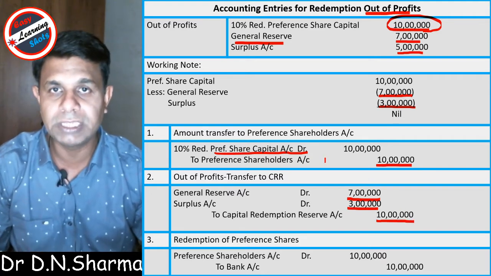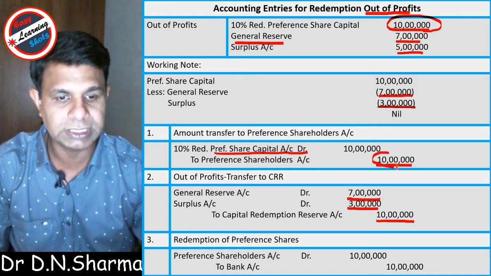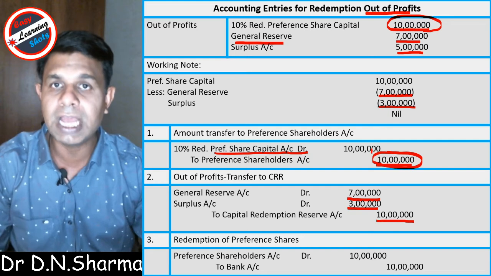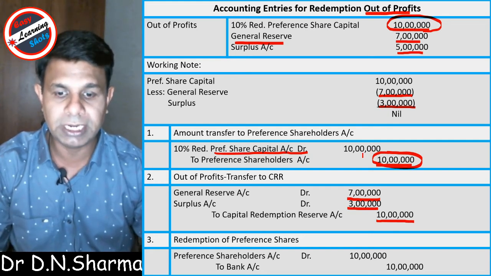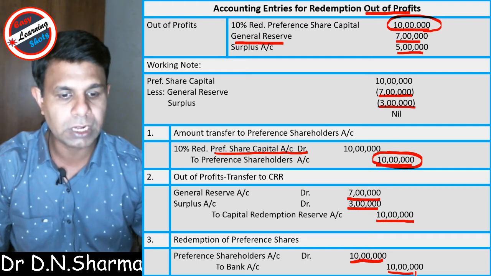Now we redeem the preference shares, and in our first entry where the preference shareholders account is credited, when we repay the liability, this account is debited, and our entry is preference shareholders account debit to bank account with rupees 10 lakh.